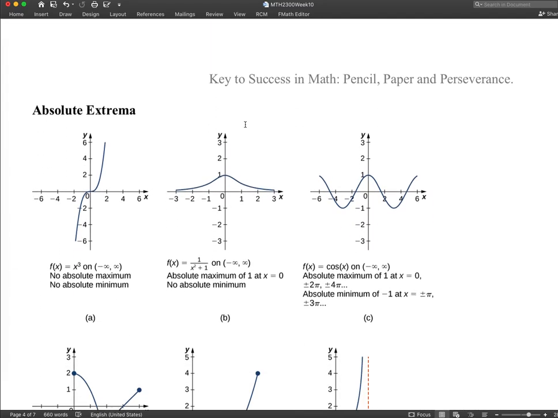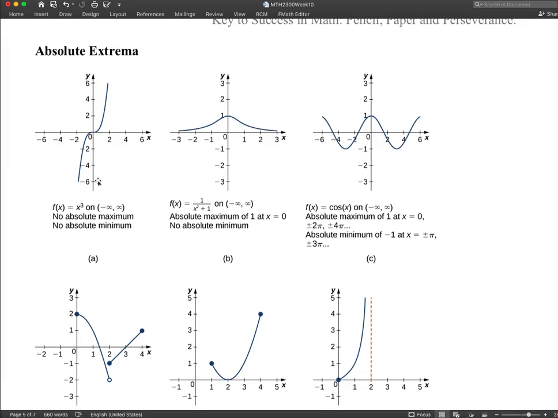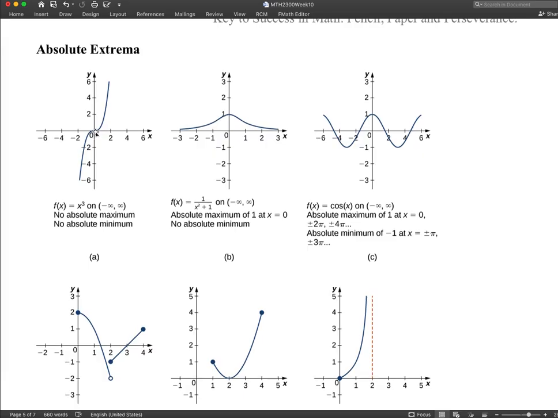Absolute maximum and absolute minimum. Let's just take a quick look at those charts. Look at this chart. This is indeed the graph of the cubic function, x to the power of 3. As I'm saying, if you extend it to the right, it goes up, and extend it to the left, it goes down. So indeed, there's no absolute maximum and no absolute minimum at all.